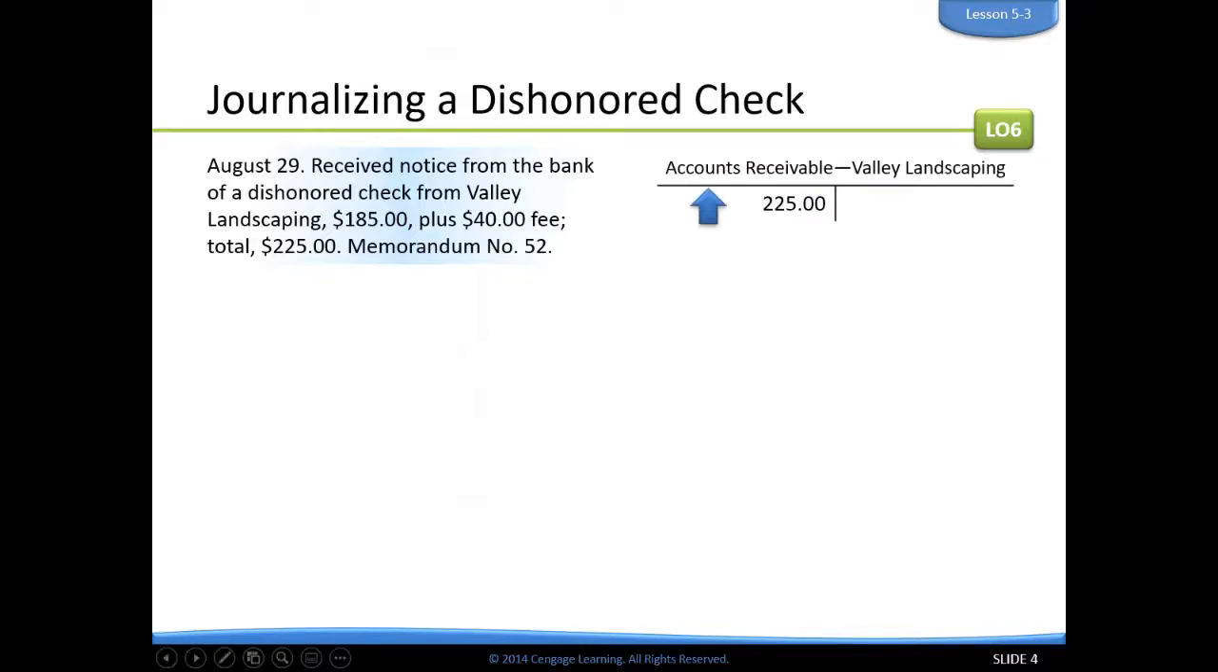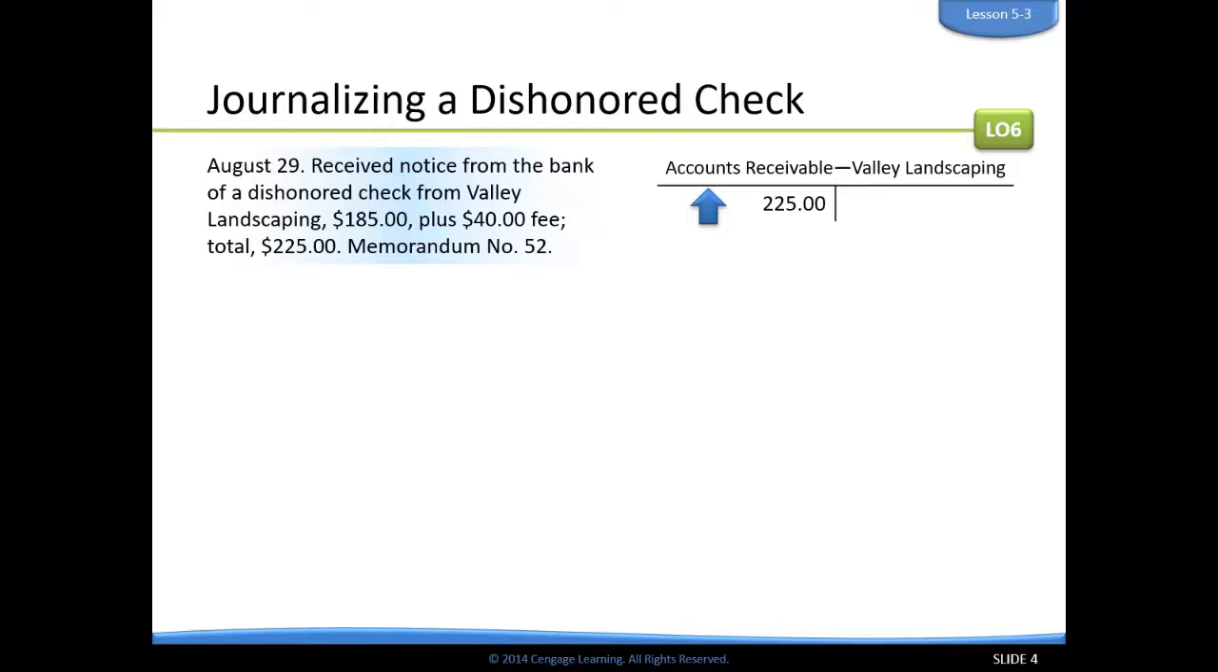Okay, so when we're journalizing it, not only do we have to reverse our cash, but now they still owe us money, right? In the business here, Valley Landscaping paid us $185, but their check bounced. But there was also a fee. Our bank charged us the fee for their mistake.